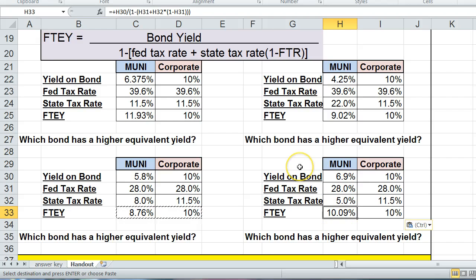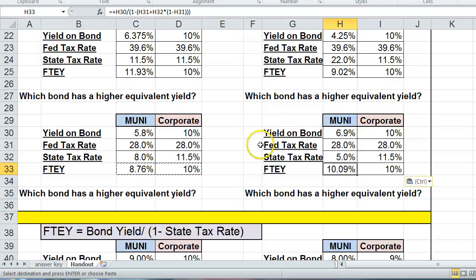So again, we're just turning oranges and apples into apples and apples, so they're comparable. So these formulas are making corporate and municipal bonds comparable.